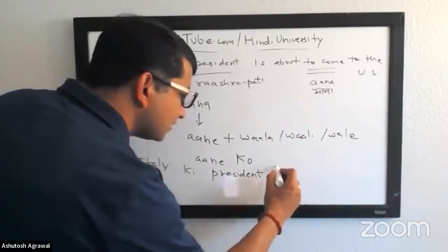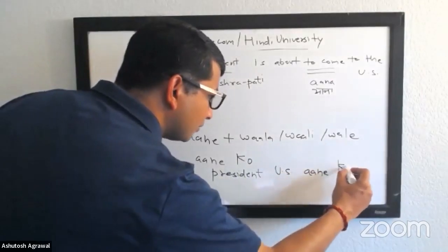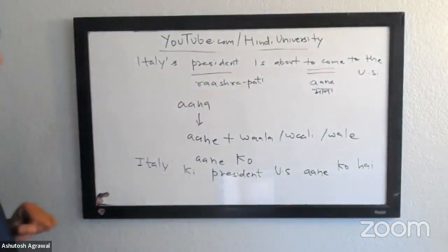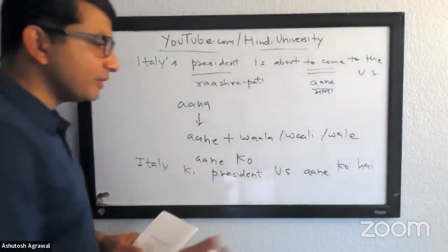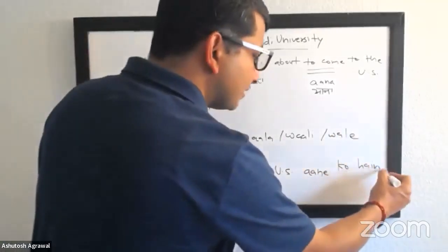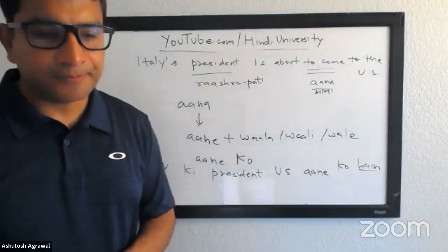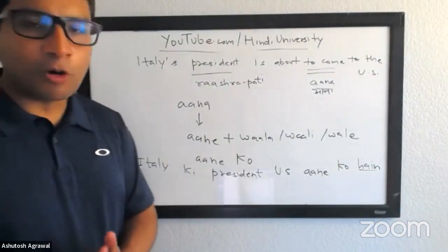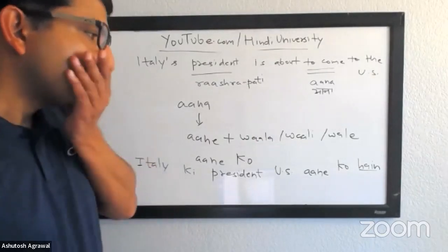Italy की president US आने को है. If you want to give extra respect and treat it as a plural, then you can put है. That's fine too. Italy की president is a respectable position, so you want to treat it almost like आप, right? So Italy की president US आने को है.